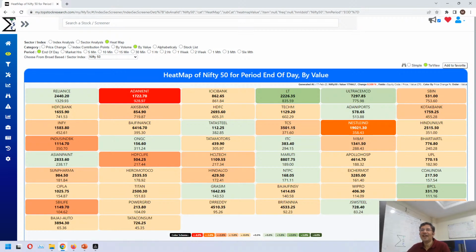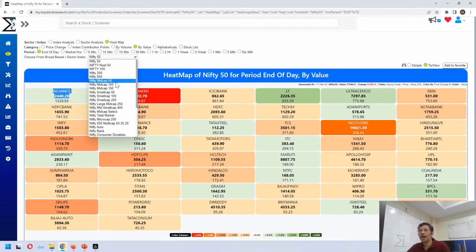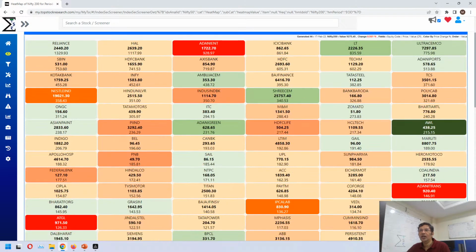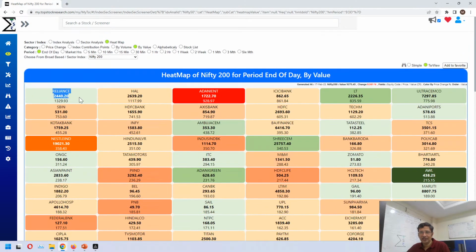So if you see, Reliance has given the maximum trade. Similarly, you can go and look at maybe Nifty or maybe Nifty 200, right? So again, Reliance is the most traded in terms of value, which is the stock price multiplied by the total number of trades.